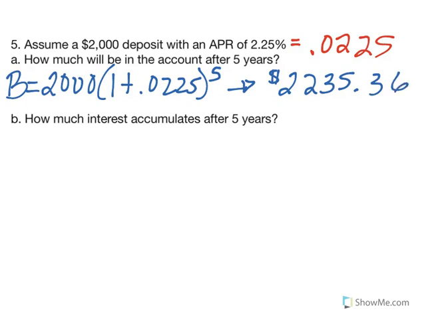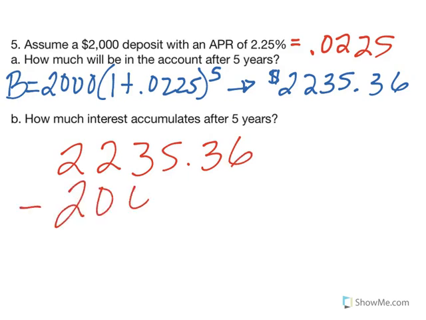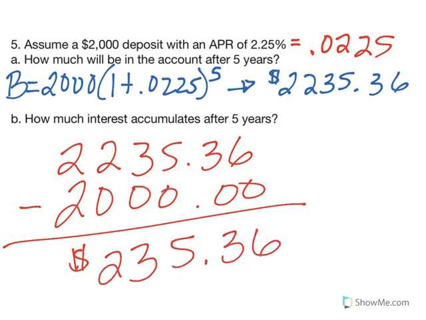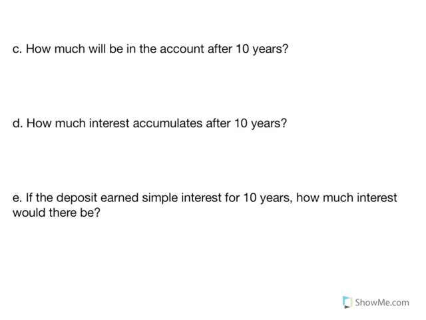So then, now that I know my ending balance after 5 years, how would I figure out my interest? Well, hopefully you thought about the money I started with and the money I ended with. The difference between those two things is how much interest I earned. So if I ended with $2,235.36 and I started with $2,000, the difference between that is $235.36. So in 5 years, doing nothing but letting your money sit, you have earned $235.36, which I'm not going to tell you, I'm not mad about that. Right? That's pretty easy money for not doing anything.